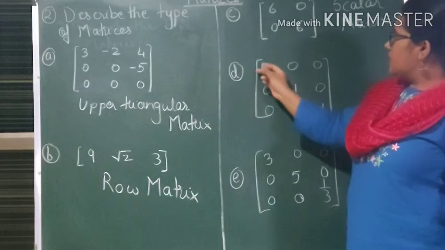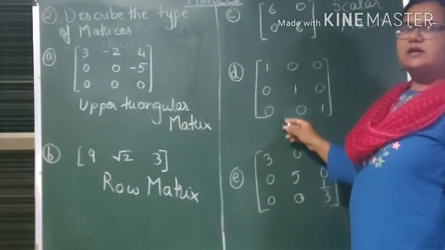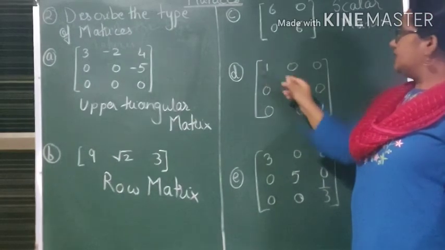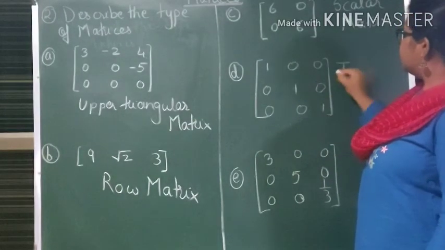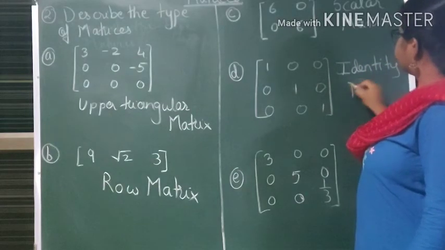Okay. Now 1, 1, 1 and non-diagonal elements 0. That means it is a square diagonal matrix in which the elements are only 1. That means which type of matrix? Finally, it is an identity matrix.